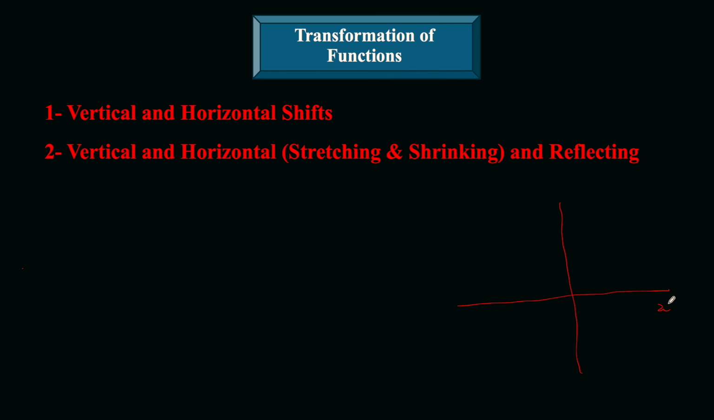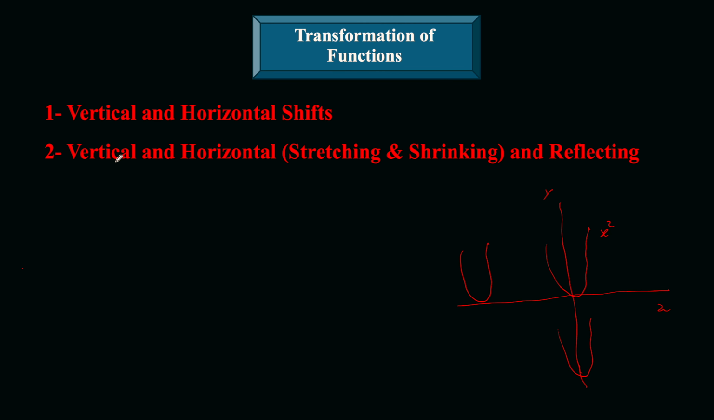So this is the x-axis, this is the y-axis. For example, we have a curve here, it is x squared. So I have to do some operations on x squared to move this curve leftward. So this means vertical and horizontal shifts, or if I want to take it downward, okay?